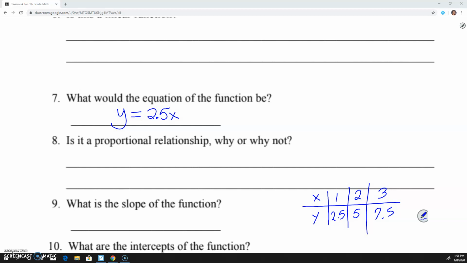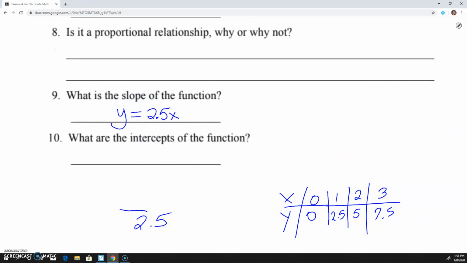Is it proportional? Proportional means if you graph it, will it go through 0, 0? Well, let's think about it. If you want to make 0 servings, how many tablespoons would you use? 0. So will it go through 0, 0? So is it proportional? Yes. They want to know, what is your slope? How much is it going up each time? 2.5.